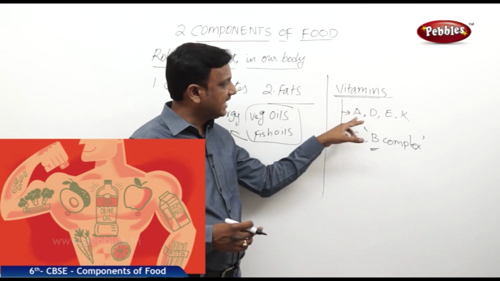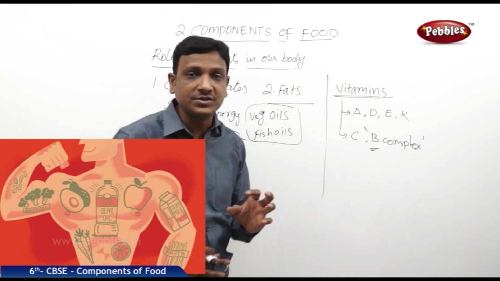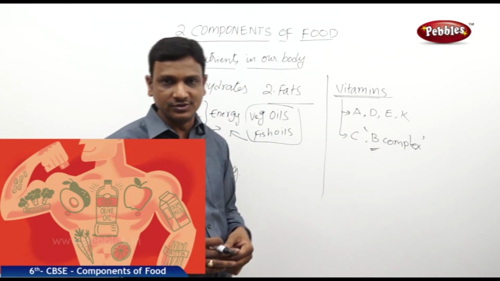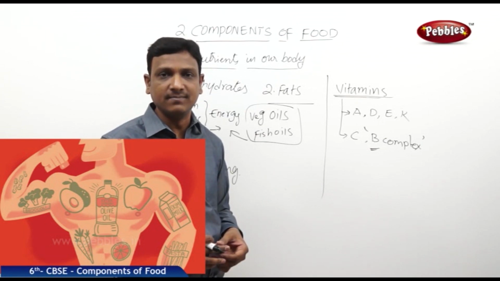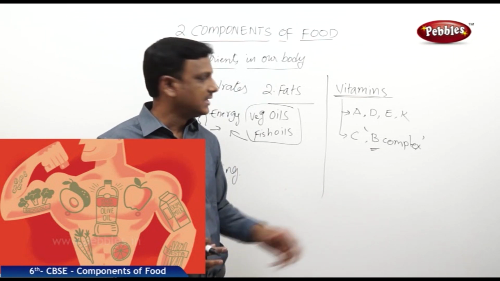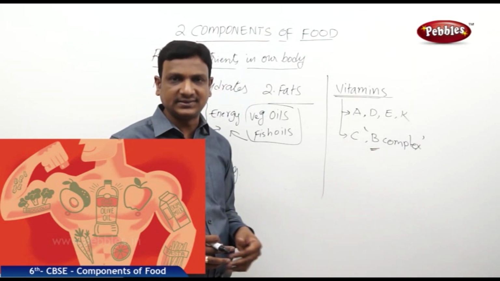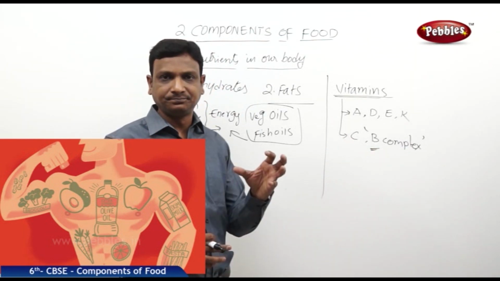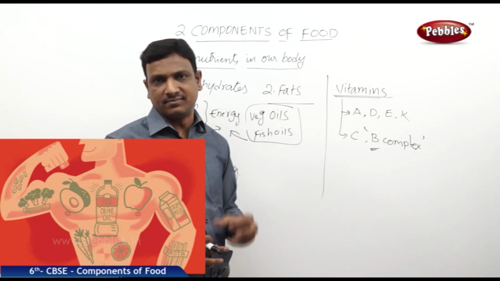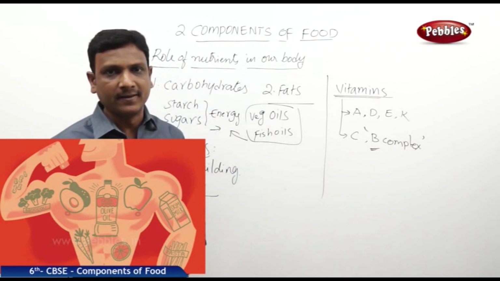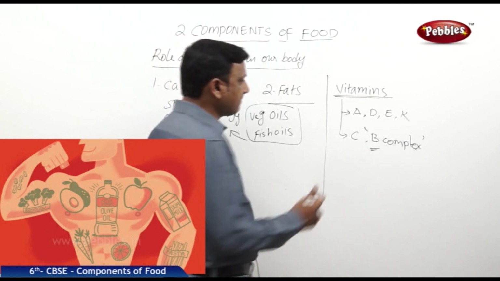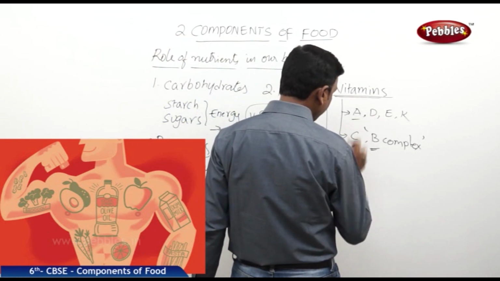Generally, these vitamins A, D, E, K are found in foods which are rich in oil, fatty foods. They are found mostly in fatty, oily foods. They are dissolved in oil. Vitamin C and B complex are found in water soluble vitamins. These two are called water soluble vitamins, right?